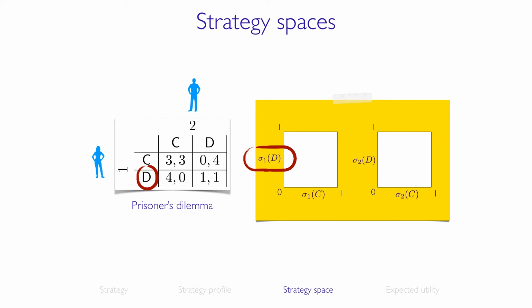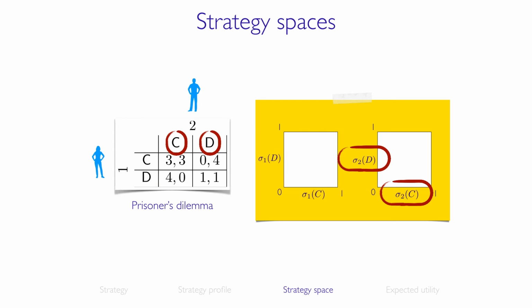And we have sigma 1d, that is the probability that player 1 plays D. Also in this case, the value is in the range 0, 1. The same for player 2, with sigma 2c and sigma 2d. However, the strategy space of a player, in this case, is not the entire square, given that the two probabilities are not free.